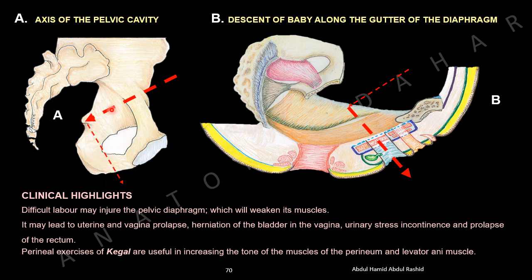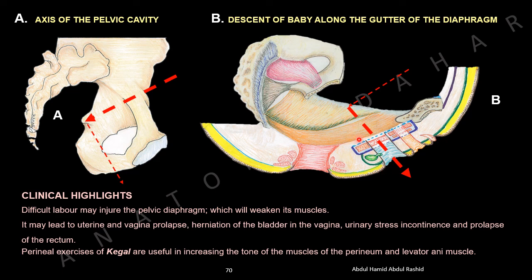What makes this go like that? We have the pelvic diaphragm here. It is gutter shaped, like an open book. So when the baby comes down through the inlet, it is coming downwards and backwards. By the time it reaches the spine of the ischium, it reaches the floor of the diaphragm here, gutter shaped. So when it touches the gutter-shaped floor, which is downwards and forwards, the baby will now come down along the gutter, downwards and forwards like that.